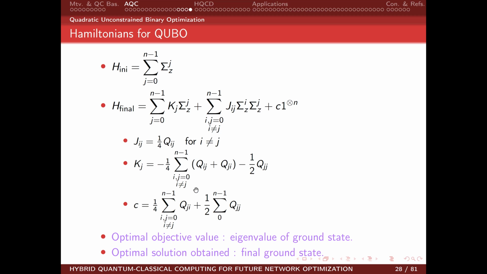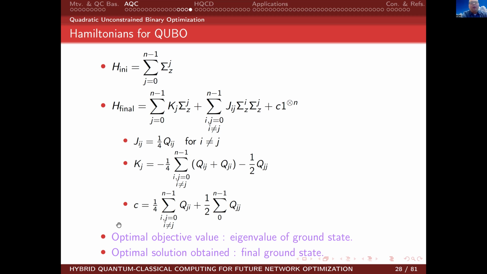So here you can see from the Q matrix, we first formulate the parameters Gij, Kg, and C, this constant number. And once we have the representation of the J, K, C, we can formulate our final Hamiltonian. Once we have this final Hamiltonian, it's very easy for us to solve the problem.